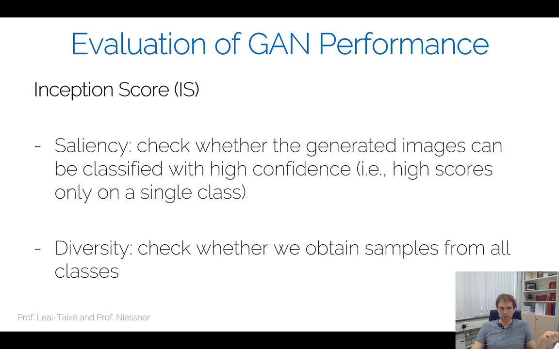Check whether a generated image can be classified with high confidence. High confidence means you just look at the classification scores. Really simple idea. Works to some degree. Of course, that's important. We need, however, a second part, which is telling us we need some diversity. It doesn't help us if we only generate good dogs, but no cats. It's not a good thing. So we need to check that we get a uniform distribution of all classes. This is what our evaluation metric should tell us.